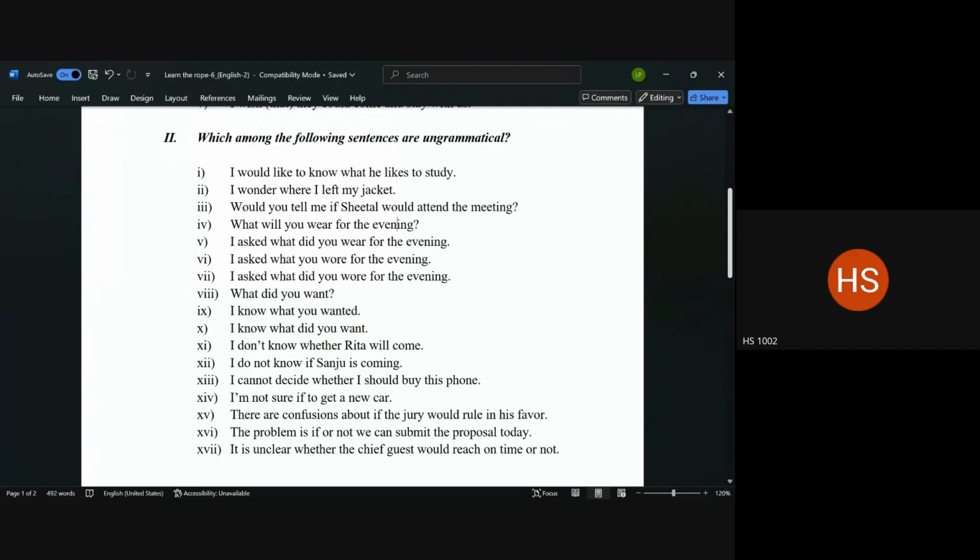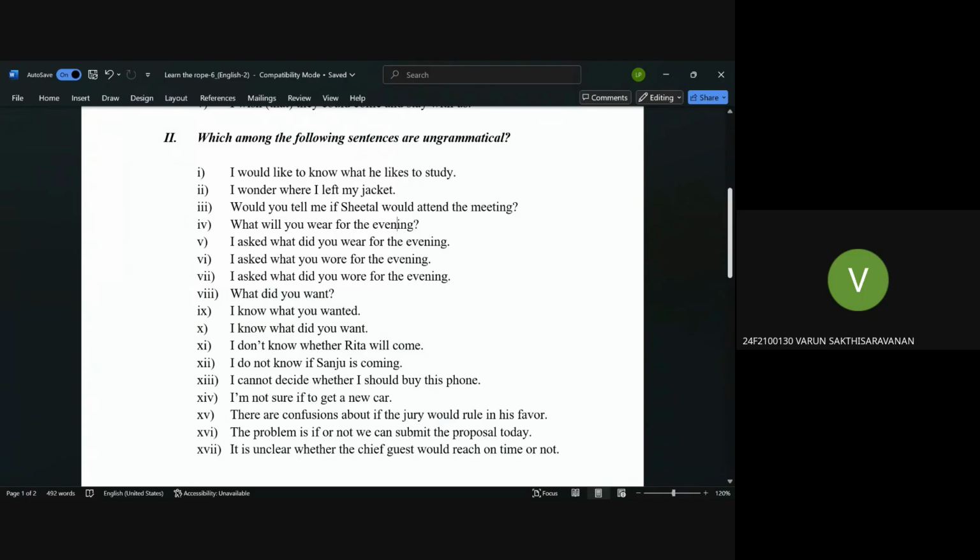Then the fifth one is: I asked, what did you wear for the evening? Ma'am, incorrect. Why is it incorrect again? When full stop is there, that's why. No, no. So this is not a punctuation related exercise. I think none of the sentences will have that problem.